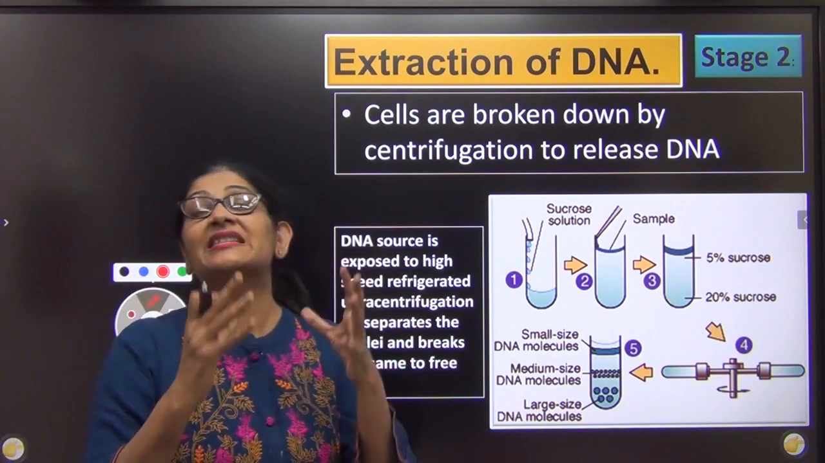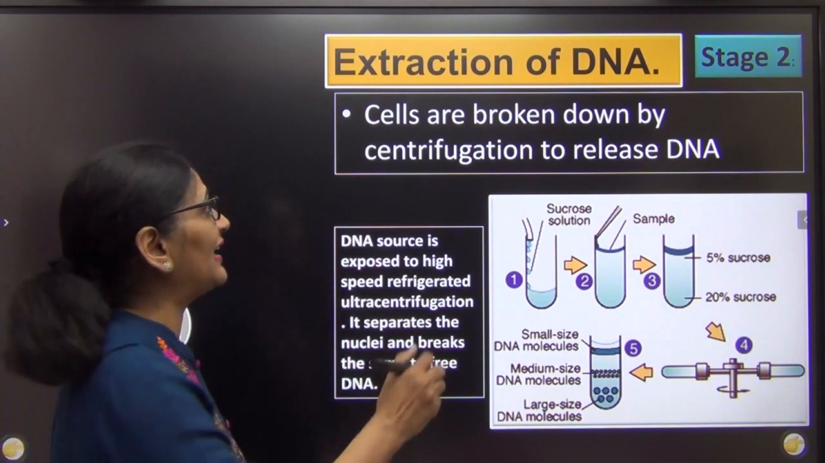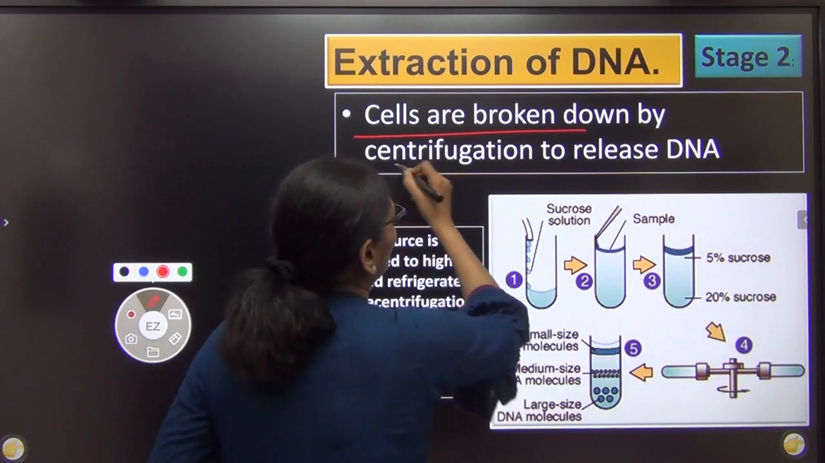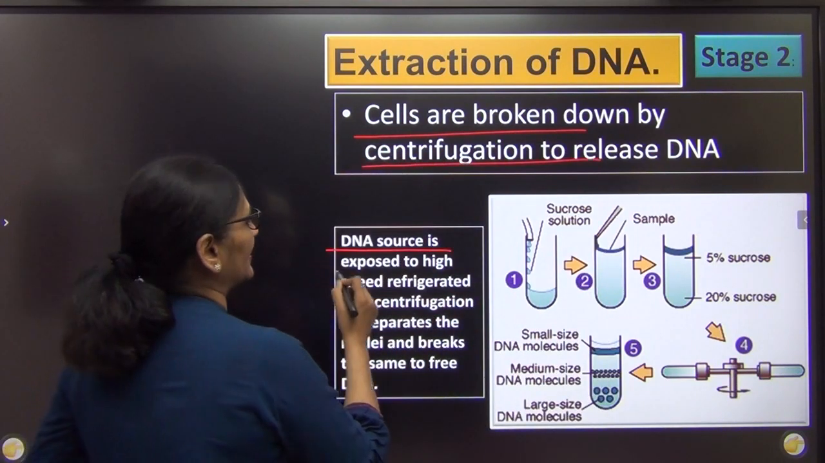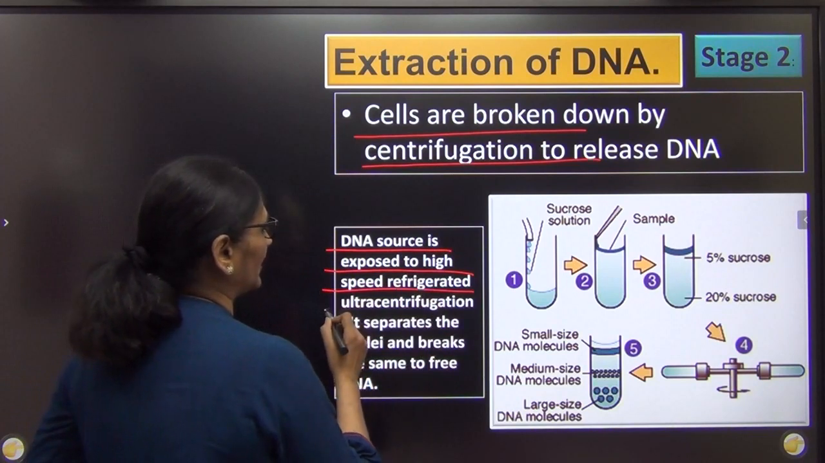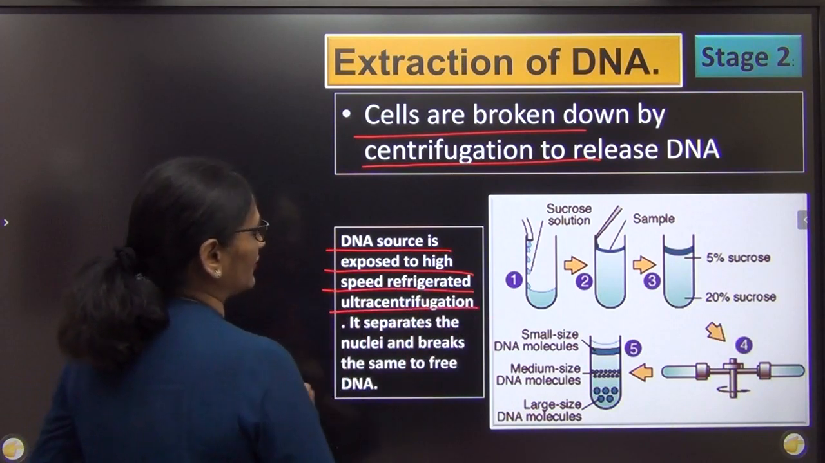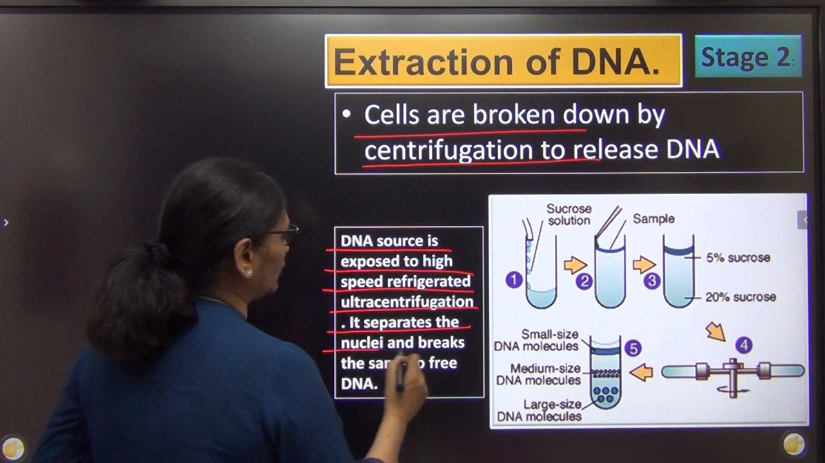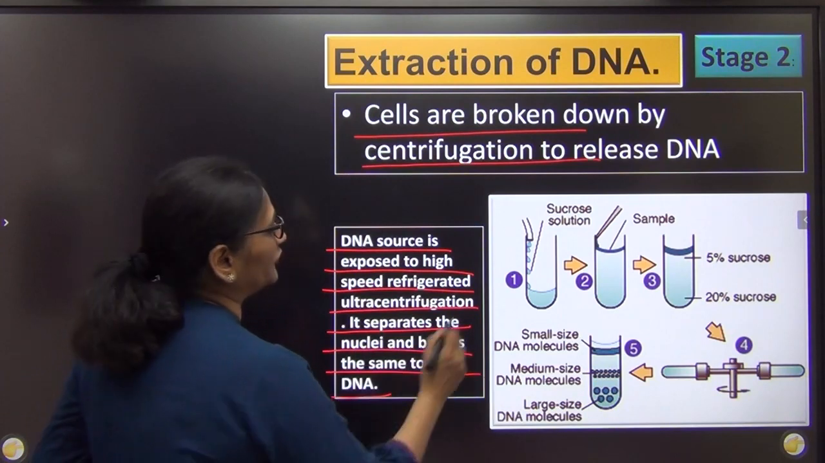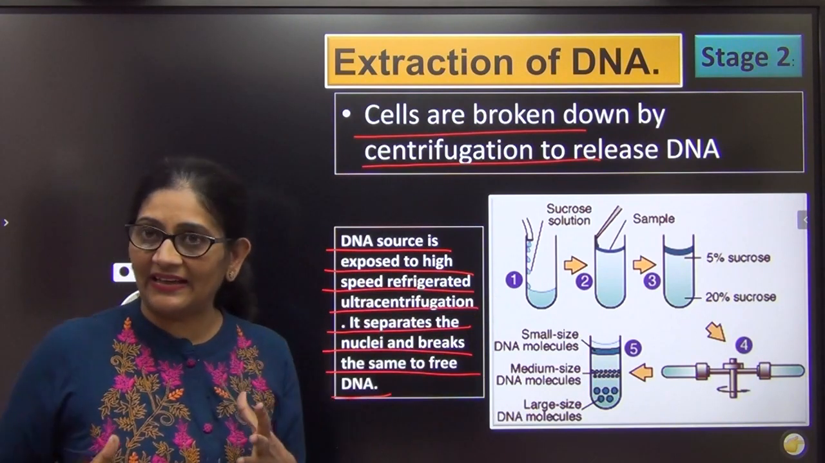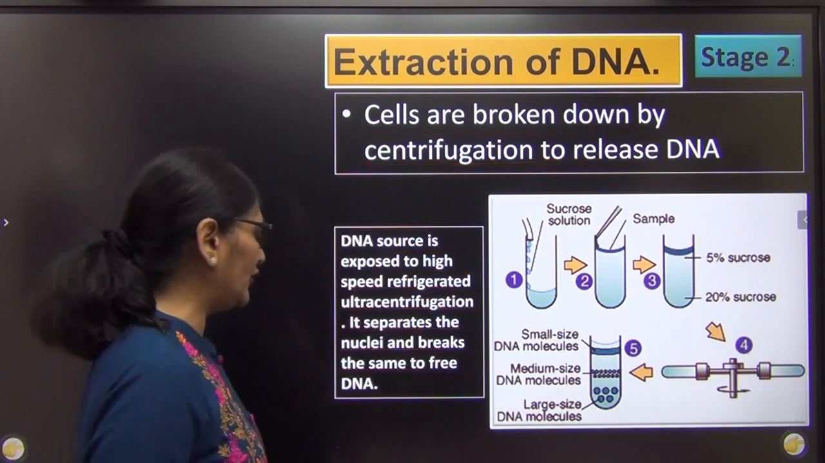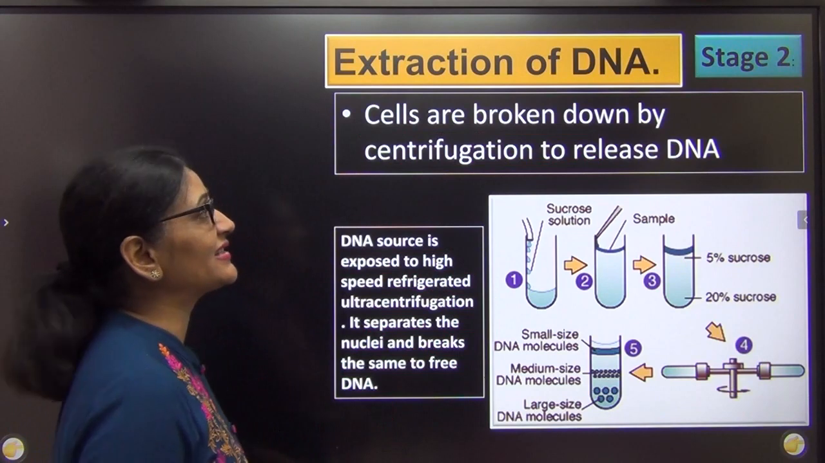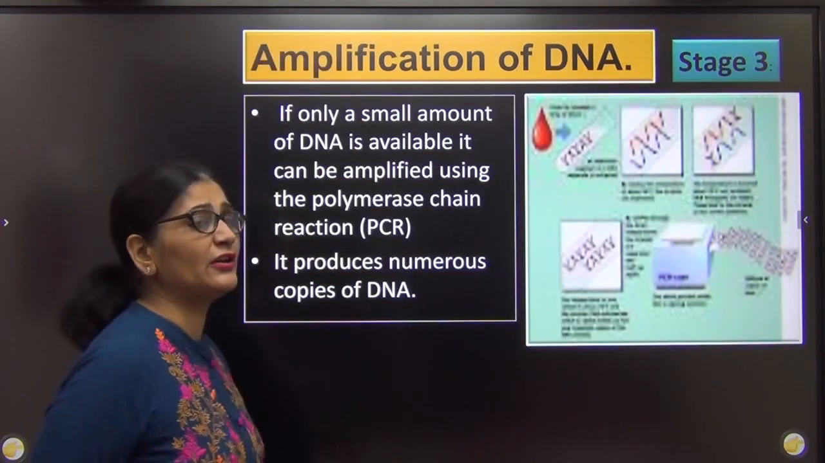Actually, first you need the cell of that individual, then the cell needs to be broken down, centrifuged so as to release the DNA. The DNA source is exposed to high-speed refrigerated, ultra centrifugation. This separates the nucleus, breaks the same to free the DNA. पहले तो हमने cell लिया, cell लेने के बाद cell को centrifuge किया so that the nucleus breaks and the DNA is set free.